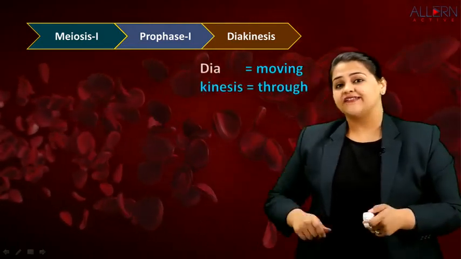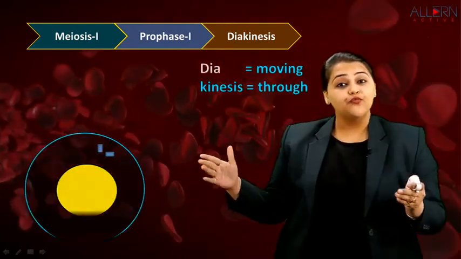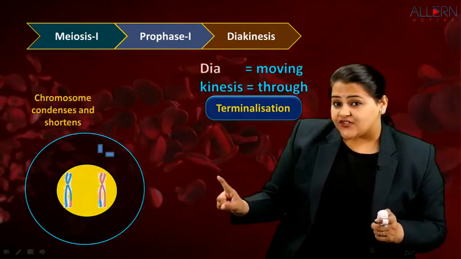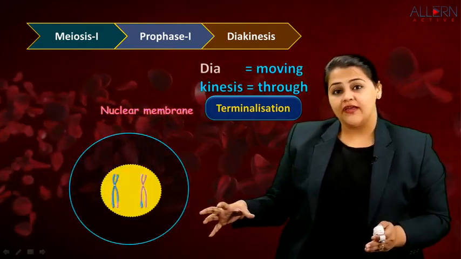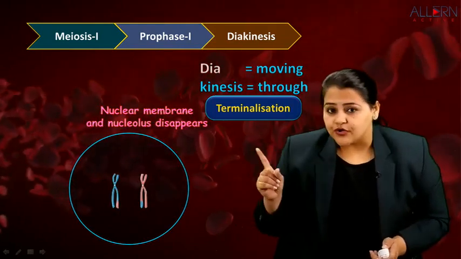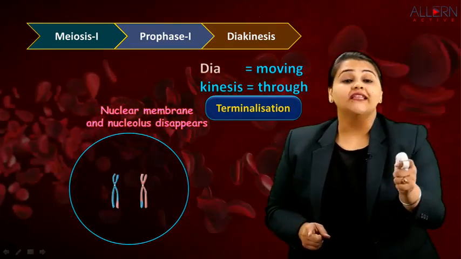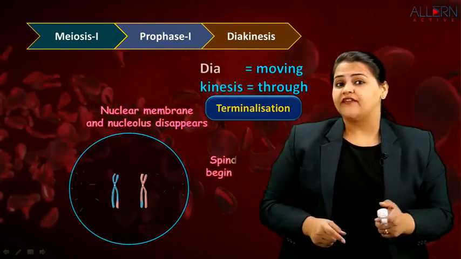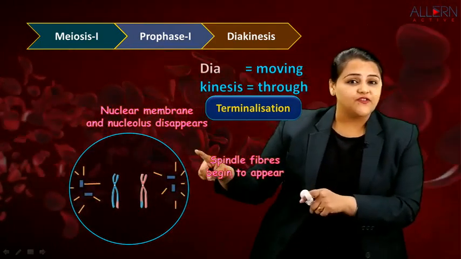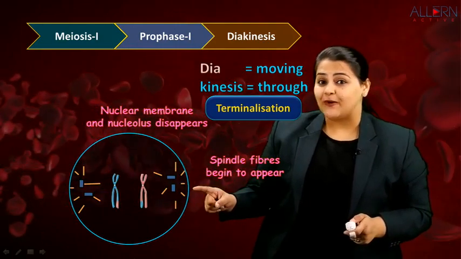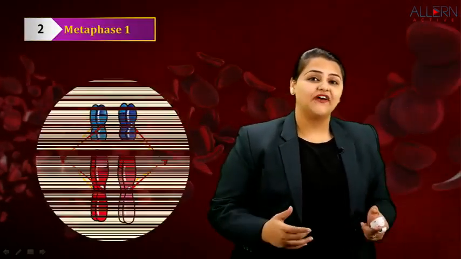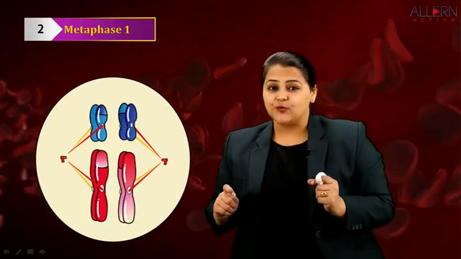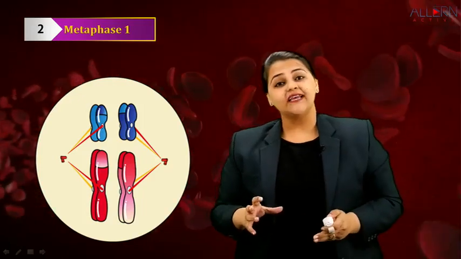And in this diakinesis, the entire thing is going to move. That is, the chromosomes are now going to condense, and that's wherein they will start moving. The nuclear membrane will disappear, the nucleolus will disappear, and that's wherein the entire prophase 1 will come to an end. It is a terminalization phase, and that's when everything comes to an end. The spindle fibers will start to appear, and once the spindle fibers start to appear, then we know we enter into the metaphase. So we have metaphase 1, in which the recombined chromosomes will now appear as a single thread.